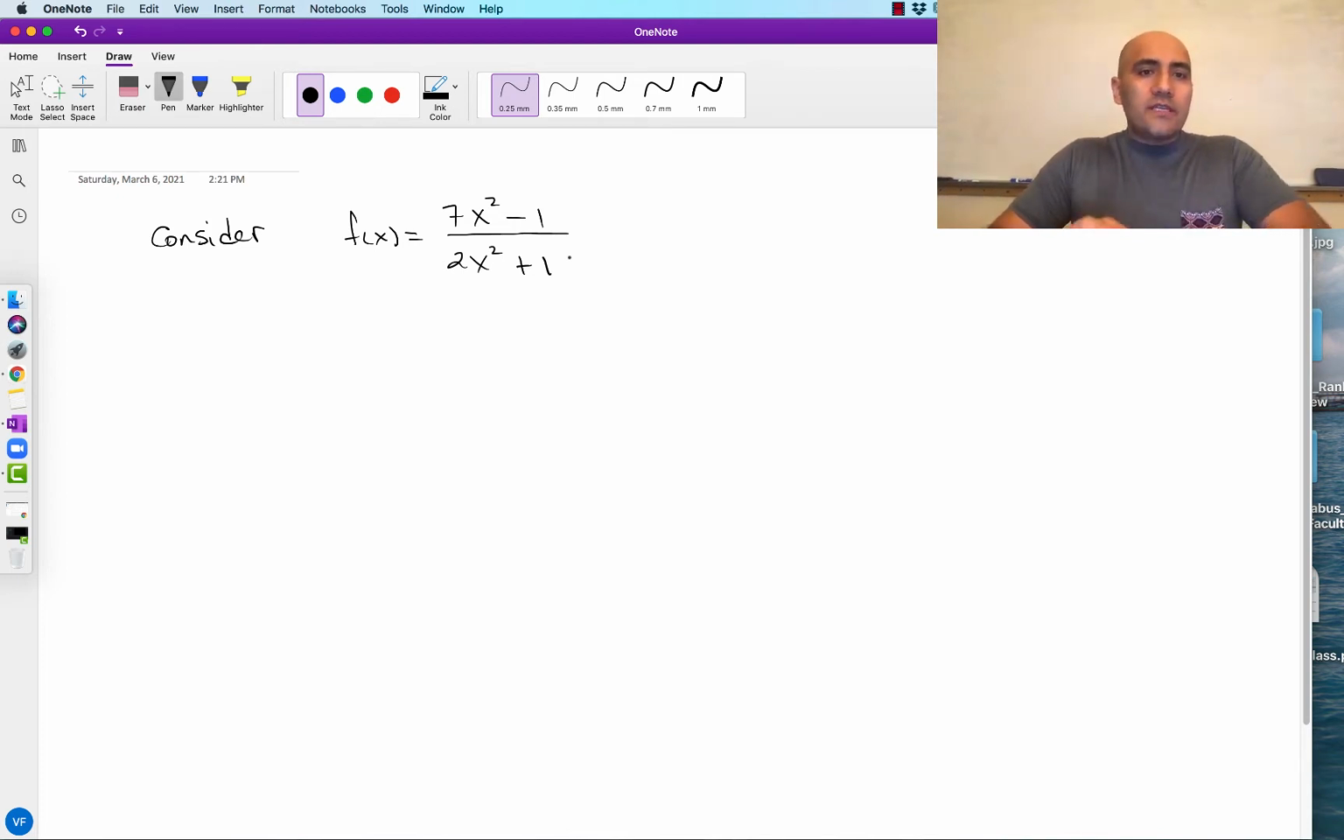What we're interested in this section is exploring what happens when we input values that are very large in the positive direction or very large in the negative direction. So to explore that, let's start off by using technology. So let's go to Desmos.